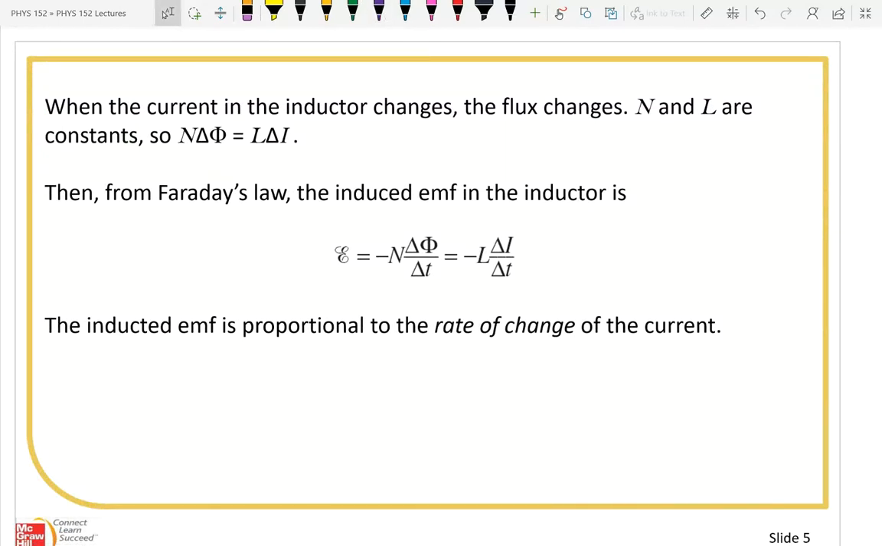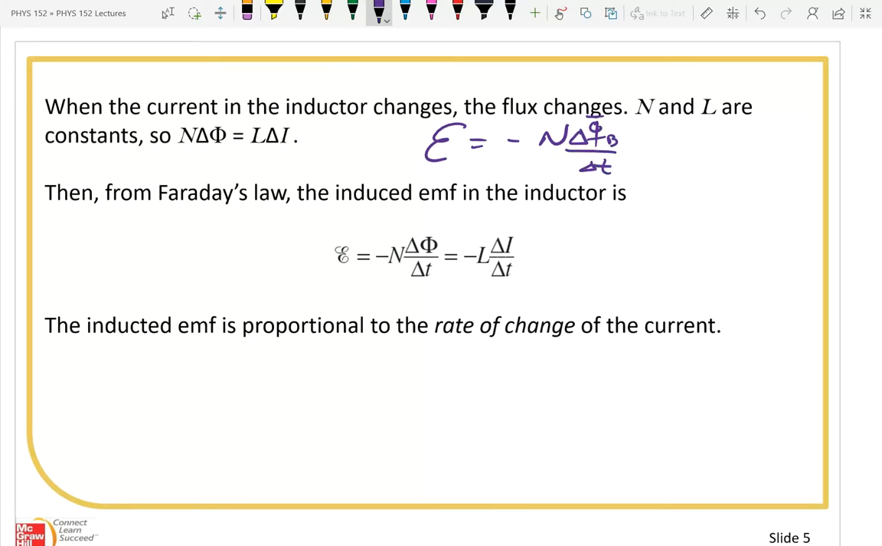So how is this useful to us? Based on that definition of inductance, I can use Faraday's law of induction and say, well, if I take the change in the left-hand side divided by change in time, that should be the induced EMF. So there's Faraday's law of induction.